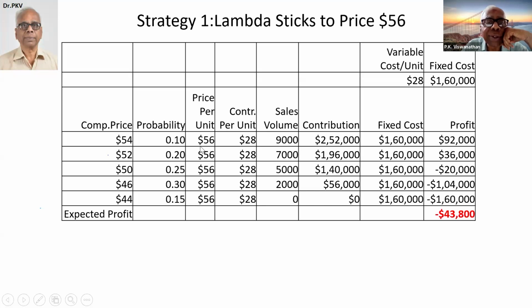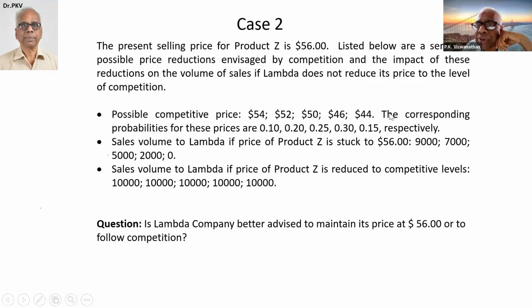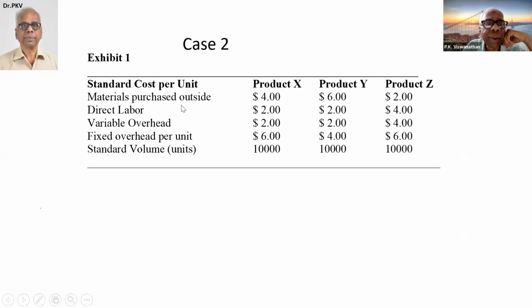And price per unit, $56, $56, $56, $56, $56, because you are sticking to the same level. Okay. Then I work out contribution. Here, the facts are given. Variable cost is $28. I have already explained. As you can see here, the previous to the previous. Let me go back. 4 plus 2 plus 2, 8 plus 6, 14, 16, 18, 20, 24, 28.